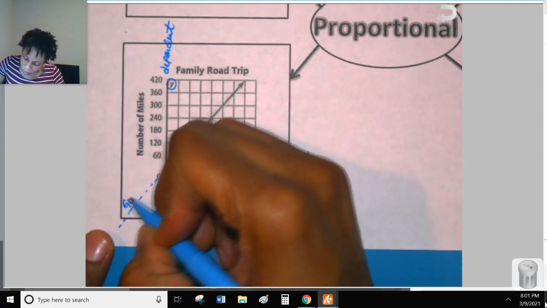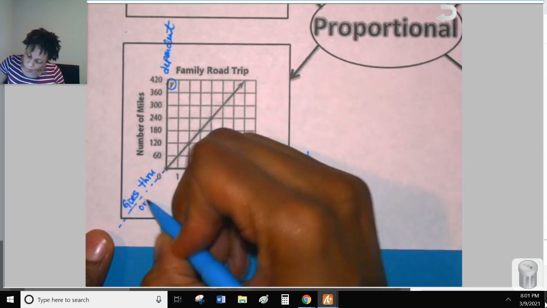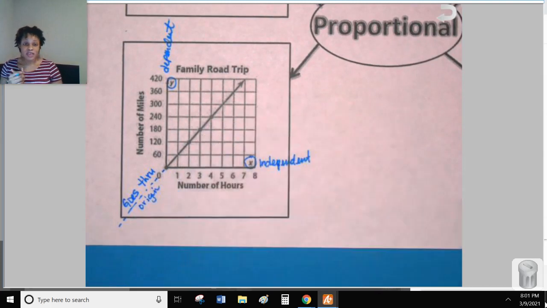So it goes through the origin. Anything that's proportional will go through the origin. It always has to be 2 things. It has to be, 1, a straight line, and go through the origin. It has to be both. It can't be a straight line and not go through the origin, and it can't go through the origin and not be a straight line. It has to be both. Goes through the origin and a straight line to be proportional.